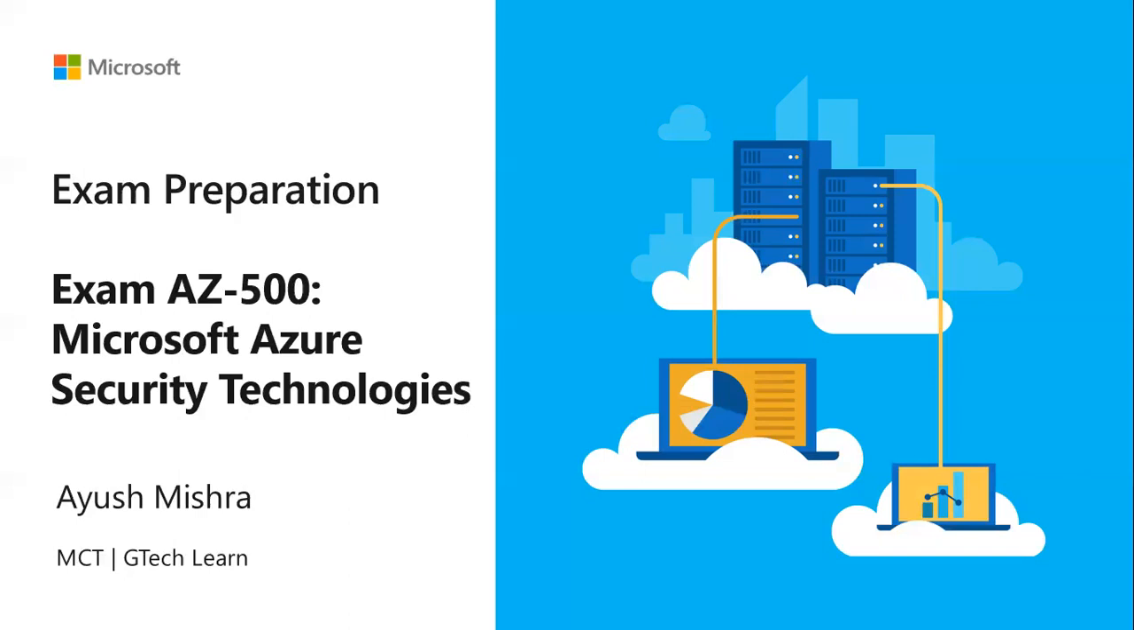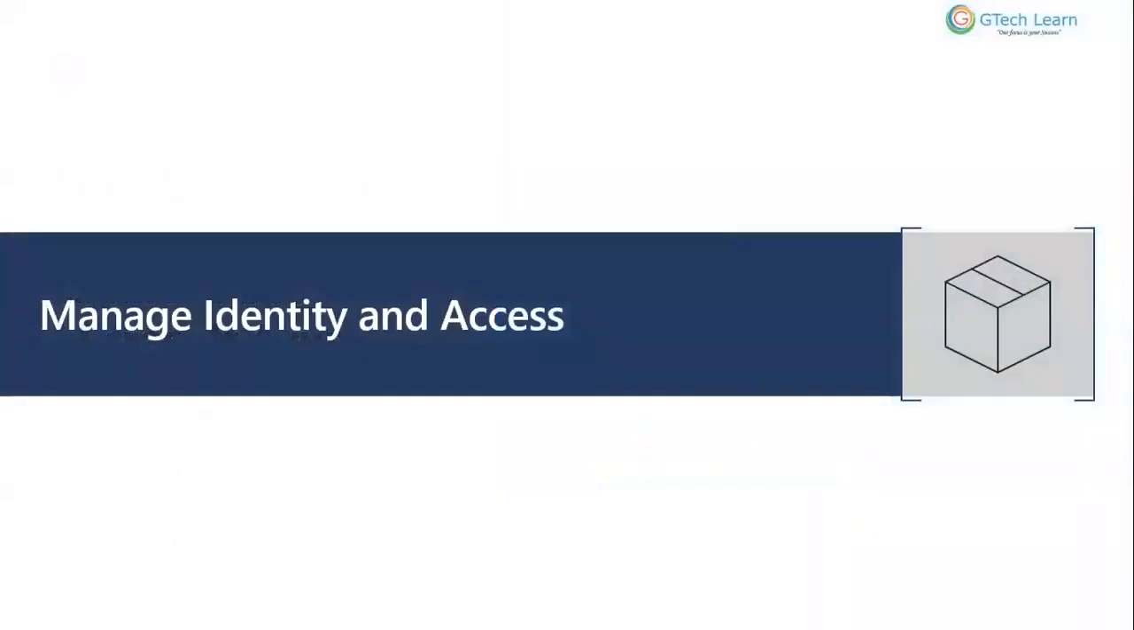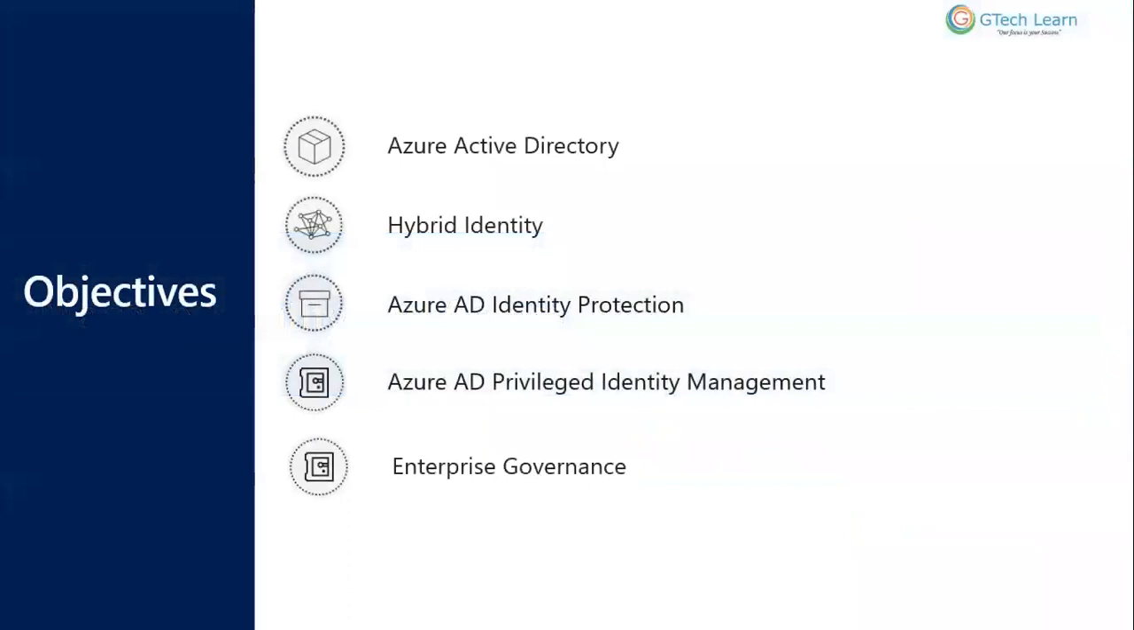So let's get started with this exam prep session for AZ-500. First of all, we are going to discuss the first objective domain of the AZ-500 examination, which is manage identity and access. In this objective domain, we are going to cover a few things related to Azure Active Directory, hybrid identity, Azure AD Identity Protection, Azure AD Privileged Identity Management, and a few things related to enterprise governance. Those are the objectives from which we get questions in our examination.